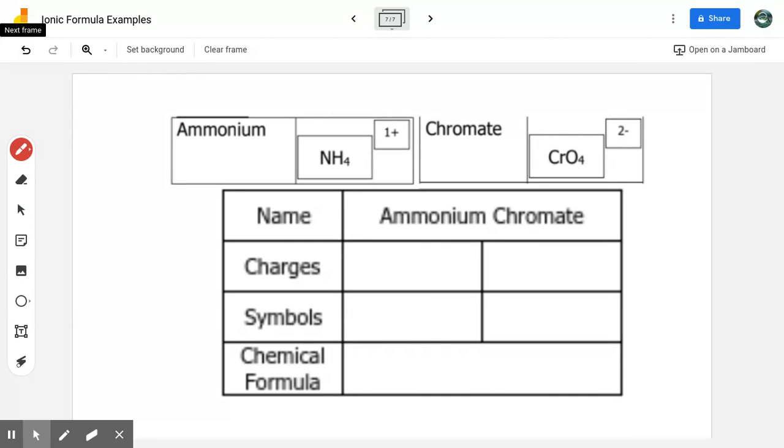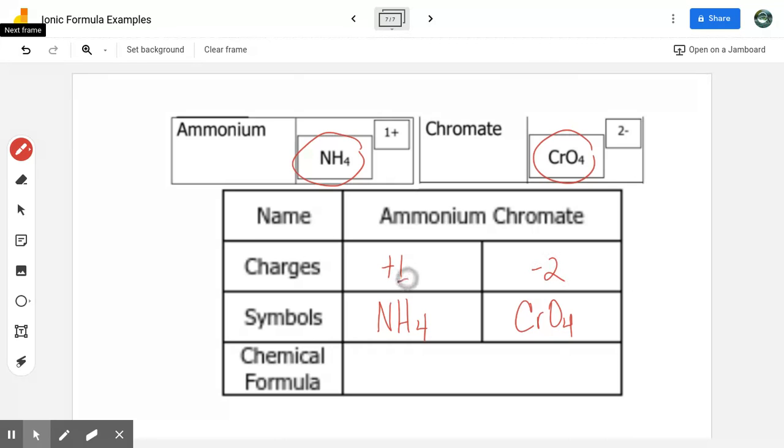And our last example is going to have ammonium. Ammonium is your only positive polyatomic ion that you will use on this worksheet. So NH4, you'll notice that the 4 stays in the symbol row. The charge is +1. We're going to put that with chromate. Also, the 4 stays in the symbol row, and that charge is -2.